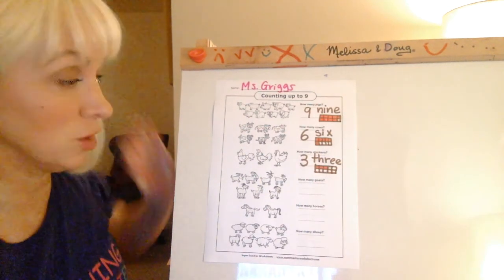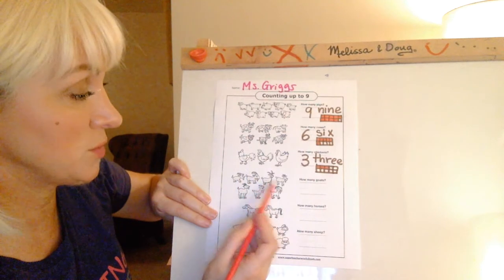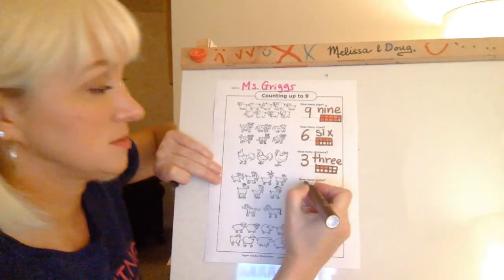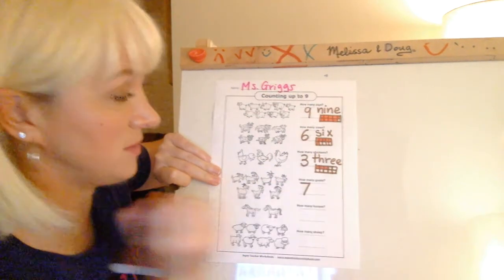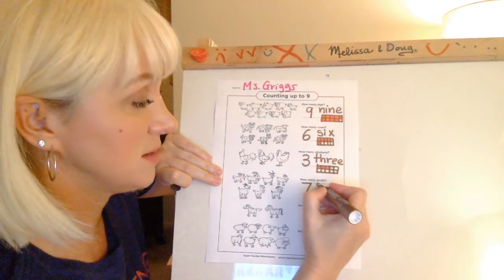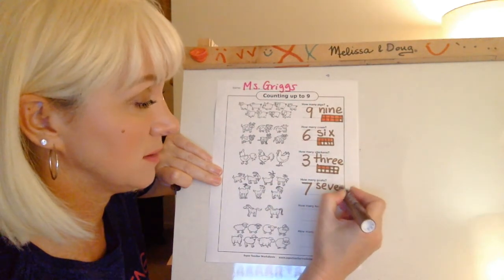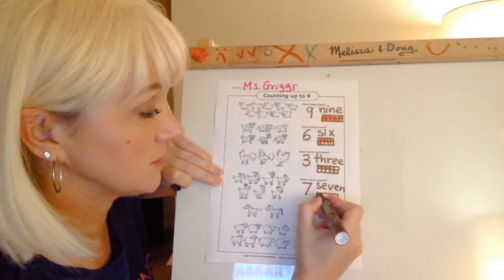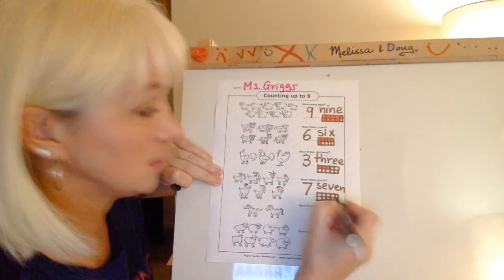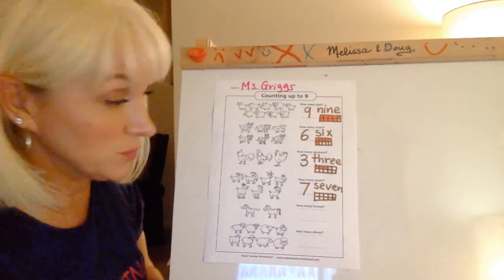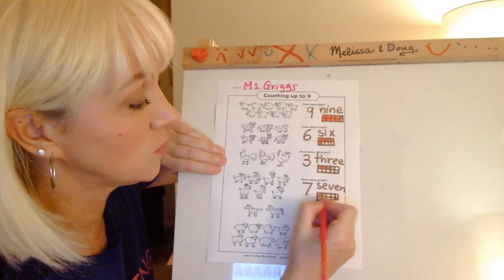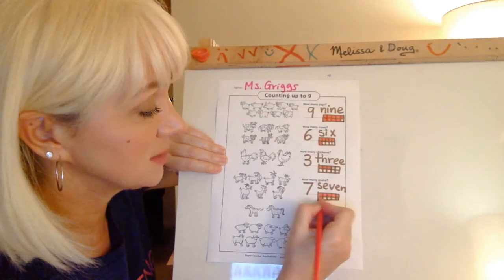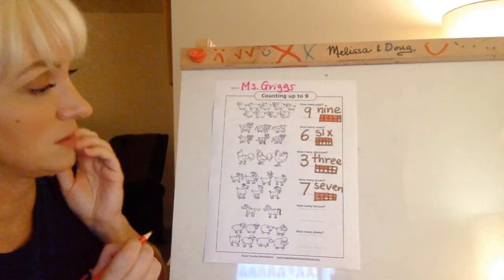Next one I have some goats. 1, 2, 3, 4, 5, 6, 7. 7 goats. So across the sky, down from heaven, that's how you make a number 7. I'm going to write 7, and I'm going to do a 10 frame. That's kind of a crazy looking one. But like I always say, we're doing our best. So 1, 2, 3, 4, 5 on top, 6 and 7. Very good.